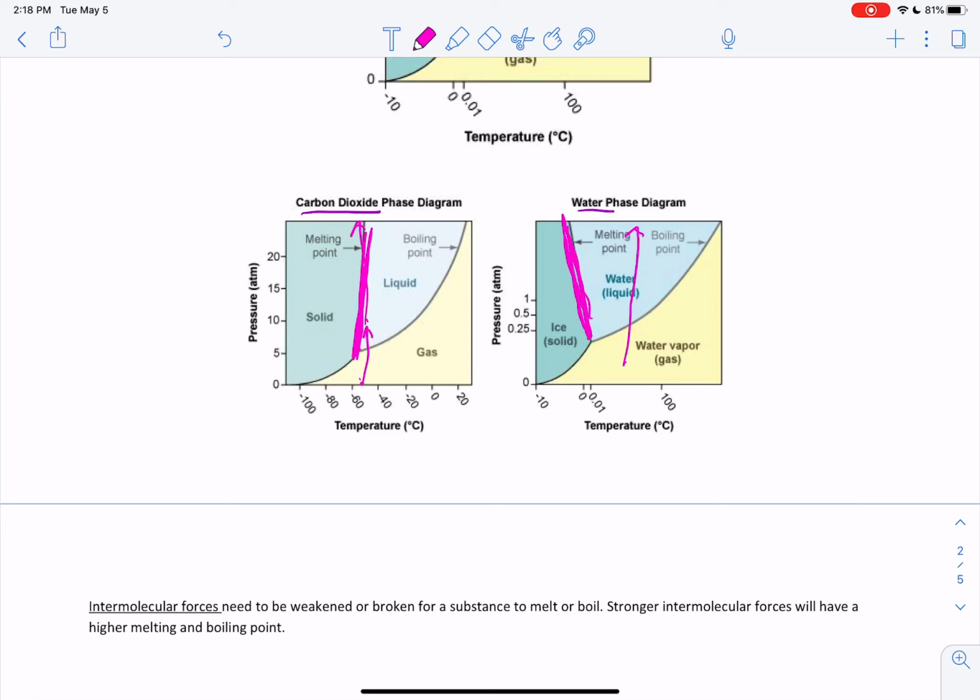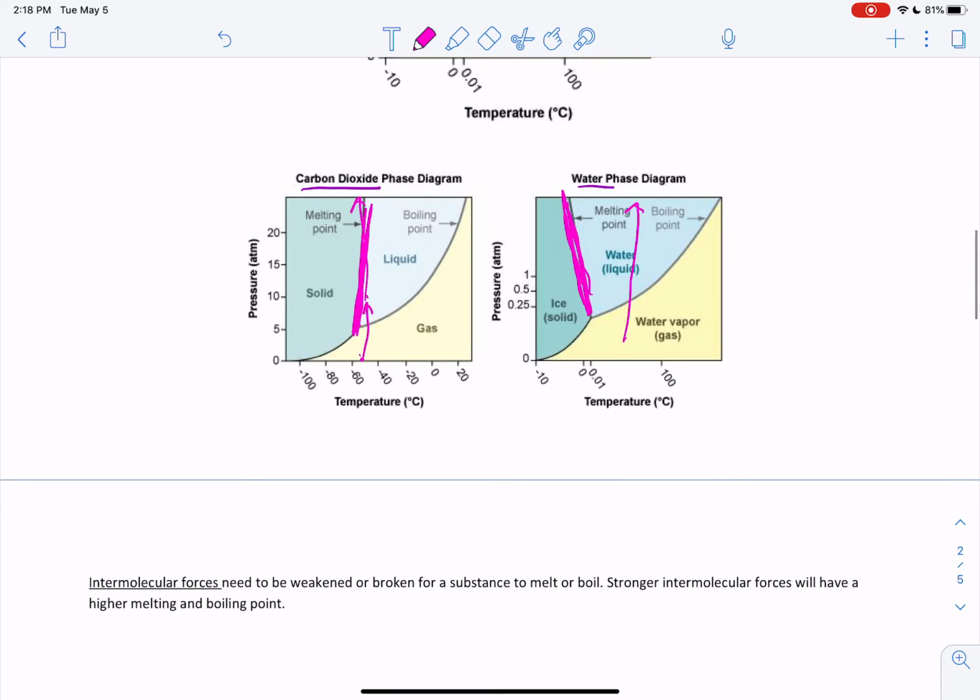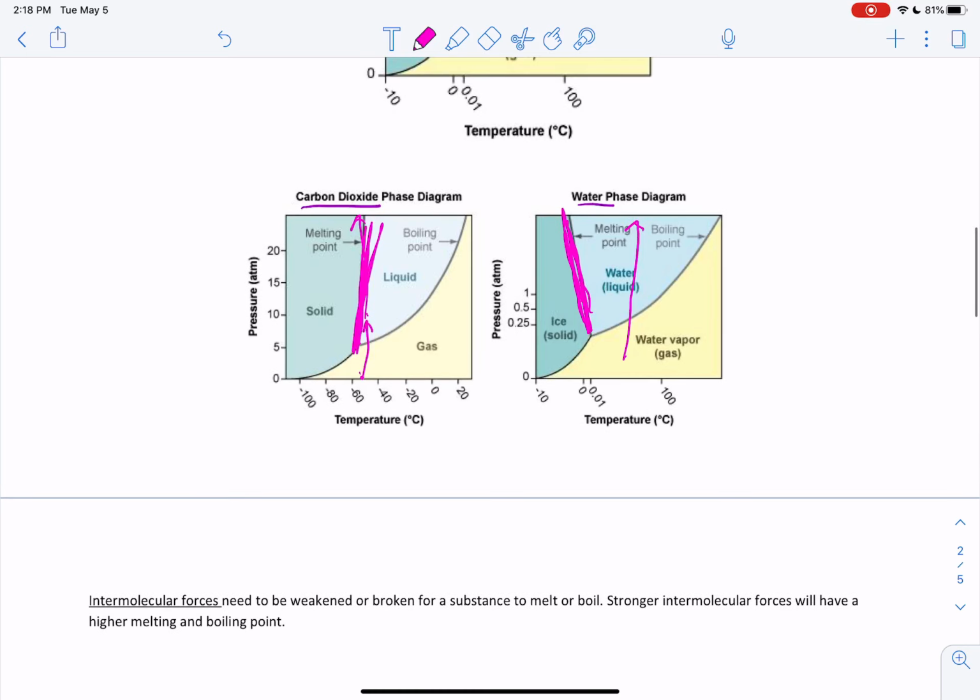So most molecules look like carbon dioxide. They have phase diagrams where the solid to liquid line is sloping forward, but water is a special case where it's sloping backwards.